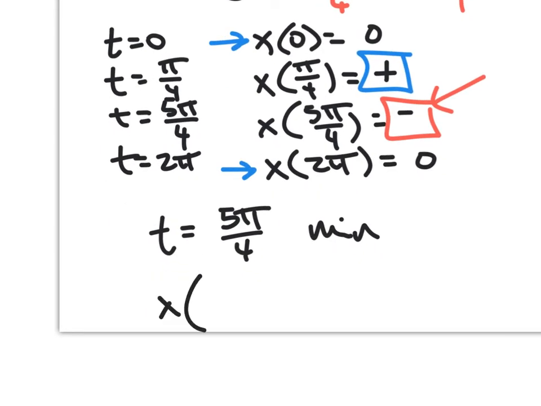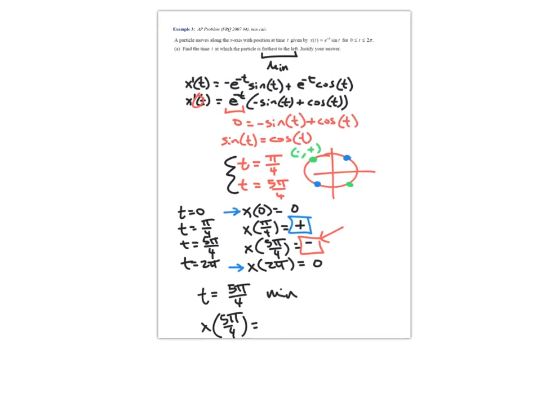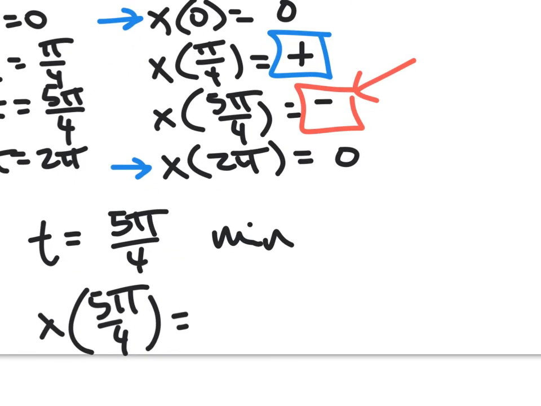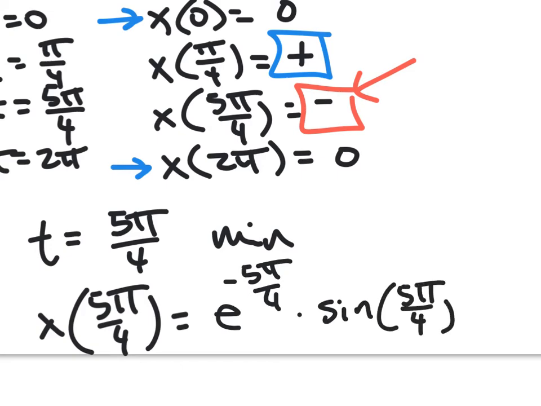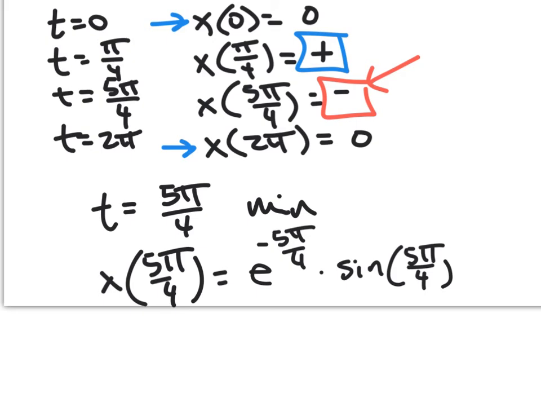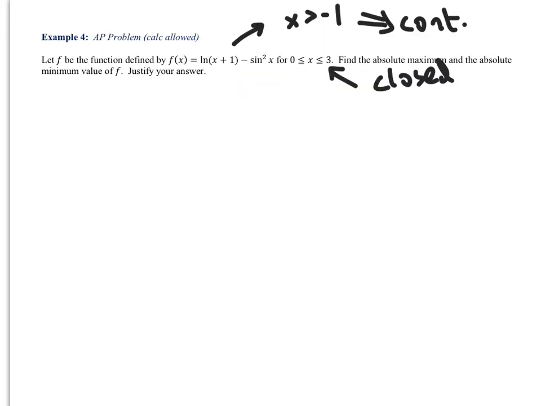So x of 5 pi over 4 is going to be equal to e to the negative 5 pi over 4 times the sine of 5 pi over 4. And if I don't have a calculator available, that's exactly how I'd leave it. Otherwise, you can go ahead and work your way through that and then give an approximate answer.